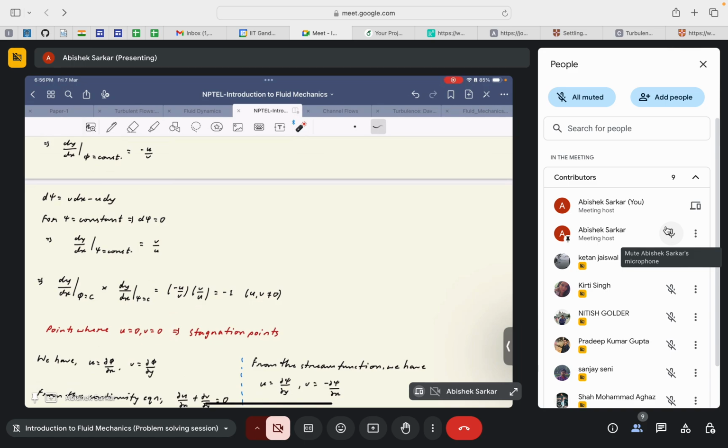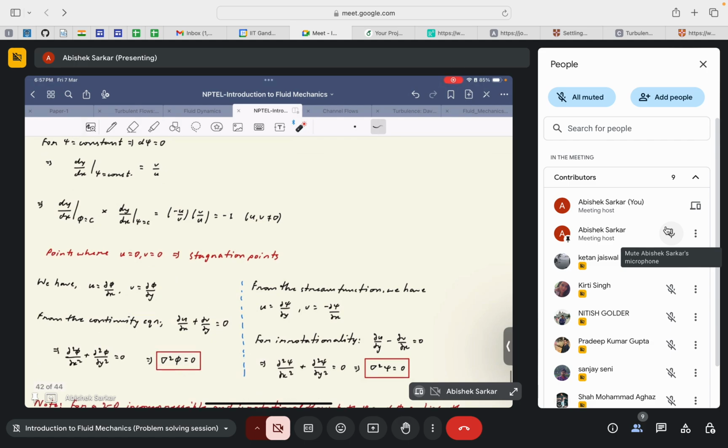So it basically tells us that the lines of constant stream function and the lines of constant velocity potential are perpendicular to each other, except at the points where u and v are equal to 0, because if u or v are equal to 0, then these two fractions will be undefined, so it is difficult to define the slope at those particular points. So except at the points where u and v are equal to 0, these lines of constant ψ and constant φ are perpendicular to each other.